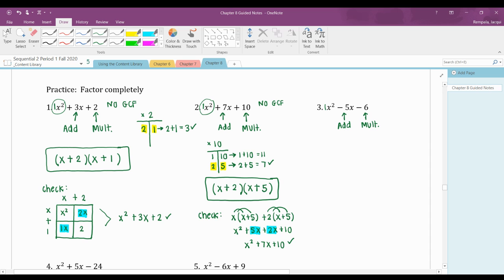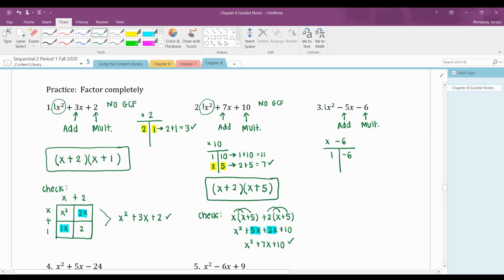Now, we are dealing with negatives this time, so we do have to pay attention to the signs that are in front of the number. I want to be thinking about numbers that multiply to negative 6. So if I'm thinking about numbers that multiply to a negative, that means I'm going to have one of each sign. One of my numbers has to be positive and one of them has to be negative. So I know that 1 times 6 is going to give me 6. So how about make the 1 positive and the 6 negative? That will multiply to negative 6.